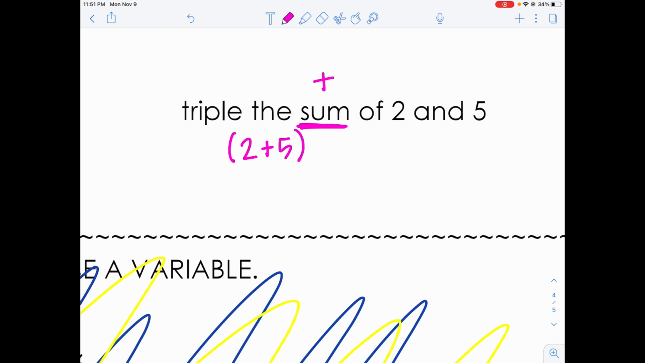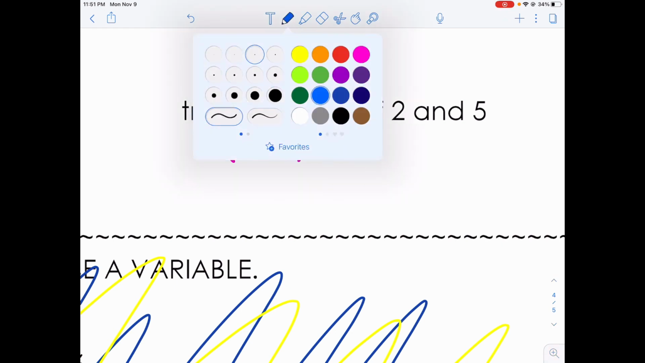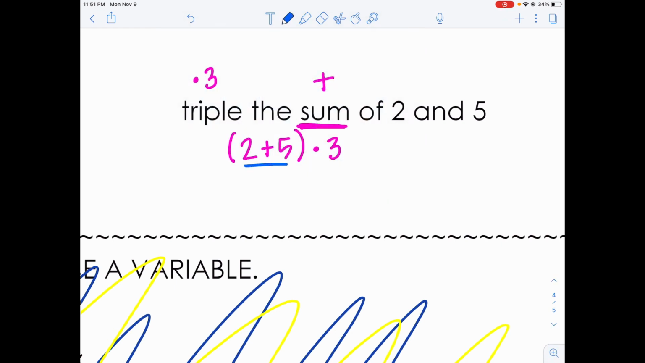Now I want to triple that. To triple something means specifically to multiply by 3. So I'm going to multiply that by 3. Order of operations tells me I have to do inside the parentheses first. 2 plus 5 is 7. Bring down everything I have not used. 7 times 3 is 21.